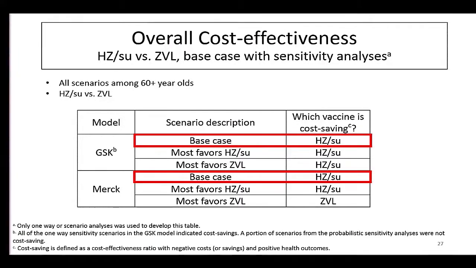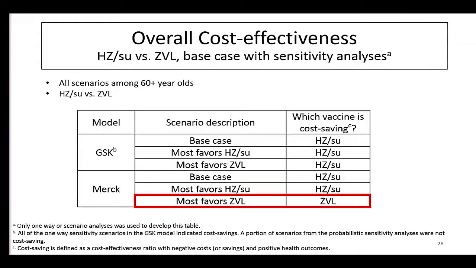First thing to notice is that in both base cases from both models, the subunit vaccine was found to be cost-saving relative to the live vaccine. The only case when the live vaccine was found to be cost-saving relative to the subunit vaccine was in a scenario in the Merck model that favored the live vaccine.